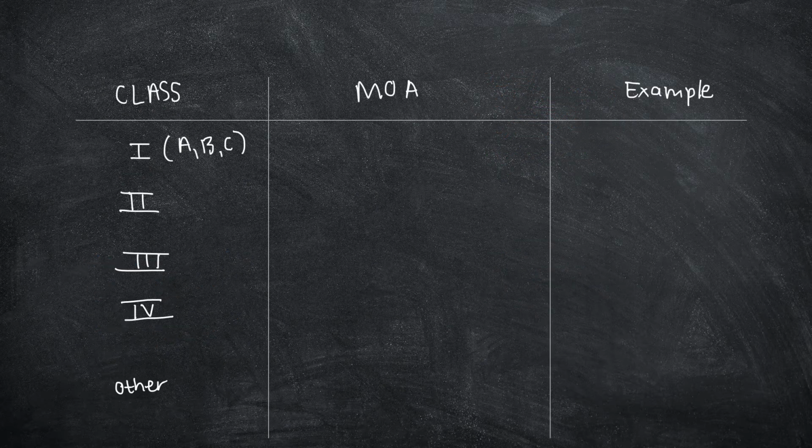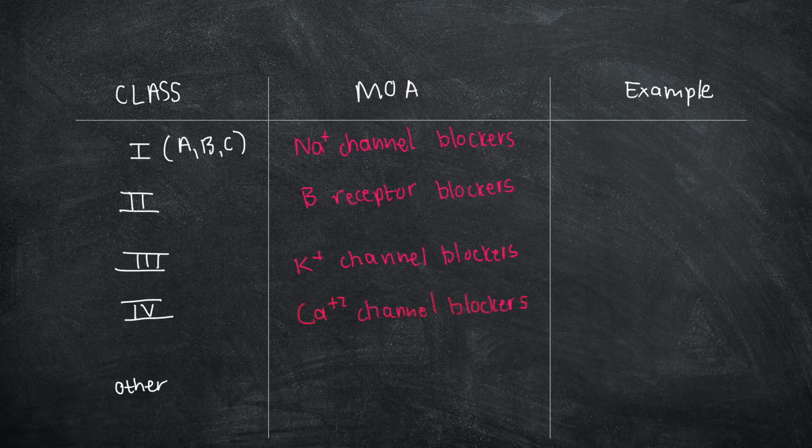Here is a summary of all the treatment options that we are going to discuss today. So there are 4 classes of antiarrhythmic drugs. And the first one gets subdivided into class 1A, 1B and 1C. The mechanism of action for these drugs is that they are going to target our ion channels. So we're going to look at sodium channel blockers, beta receptor blockers, calcium channel blockers and potassium channel blockers.